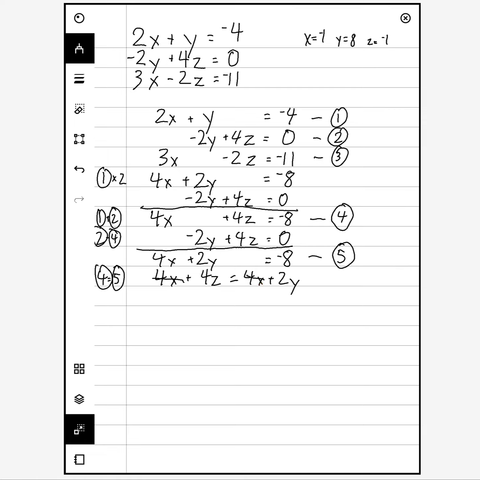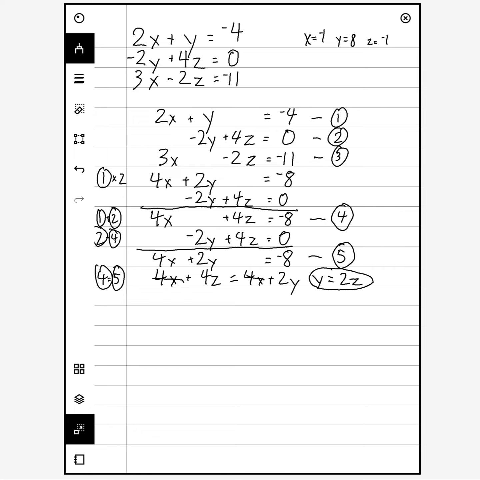And what I'm left with is 4z is equal to 2y, which, if you simplify it, you can divide this side by 2 and that side by 2, and then you get y is equal to 2z. So let's just circle that over here. That may be a helpful thing to substitute.